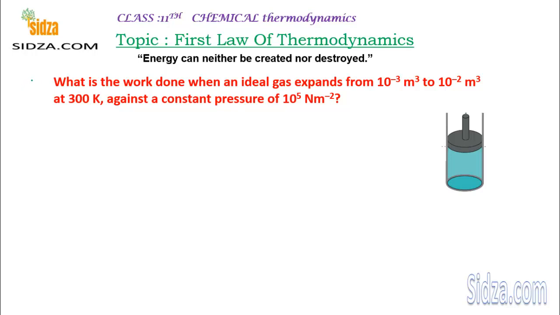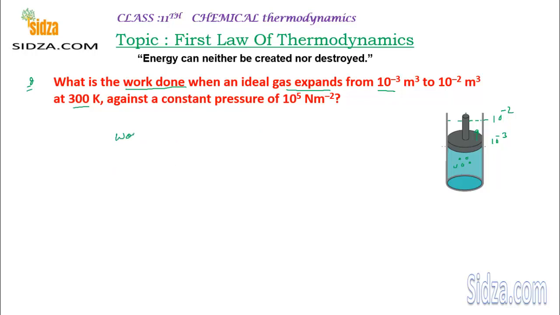Here we have one more question. We have to find the work done when an ideal gas expands from a volume of 10 power minus 3 cubic meters to 10 power minus 2 cubic meters at this temperature against a constant pressure of 10 power 5 Newton per square meter. So we have a gas, and it expands from its initial volume 10 power minus 3 cubic meters up to the final volume 10 power minus 2. We have to find the work done during this expansion by the system.